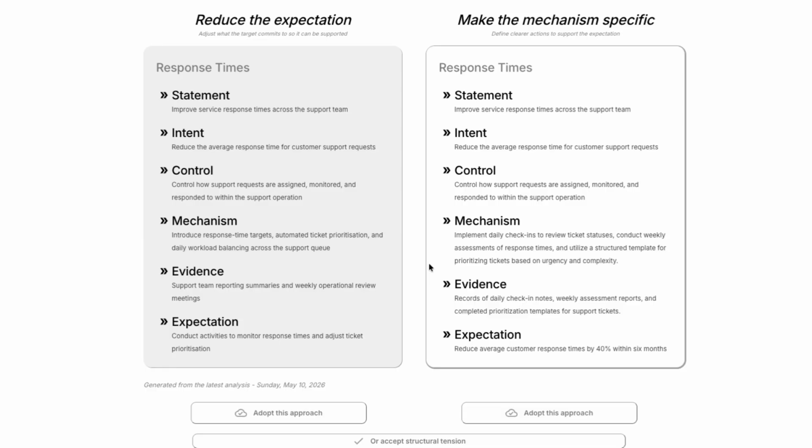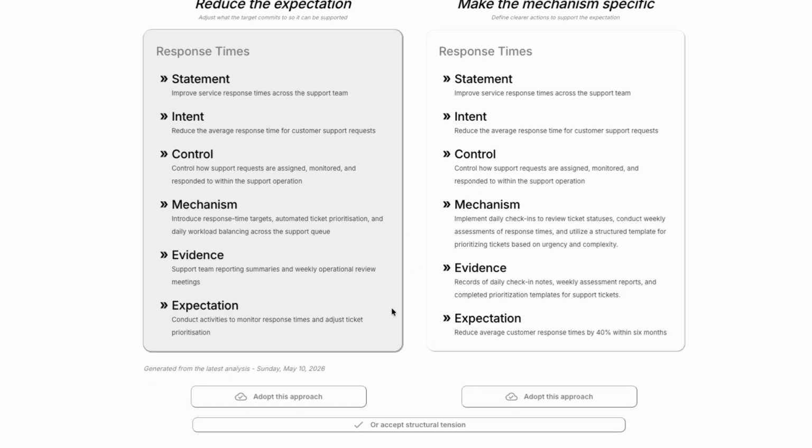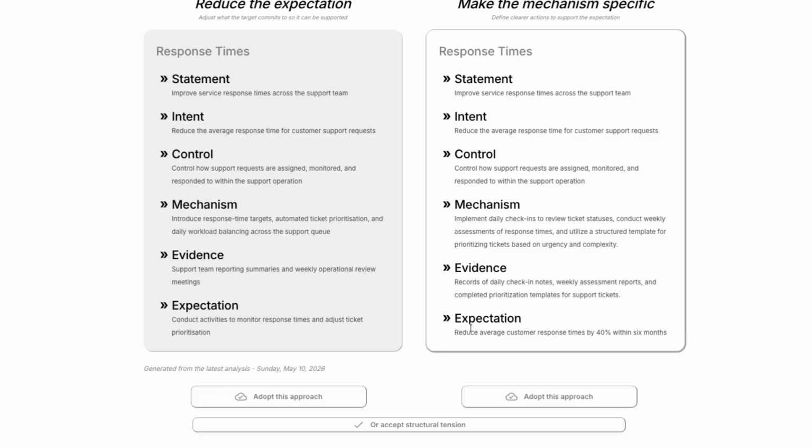So now our options, as always, we can reduce the expectation. It drops down to conduct activities to monitor response times and adjust ticket prioritization. So that becomes an activity. Or, and this is the one we're going to look at for this, we're going to tighten up the mechanism that was declared and the evidence around that mechanism.